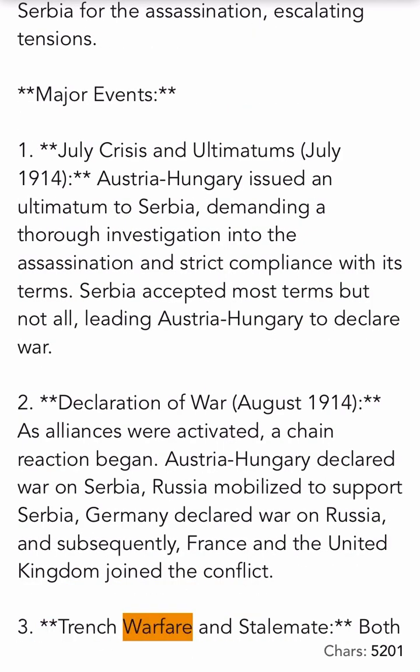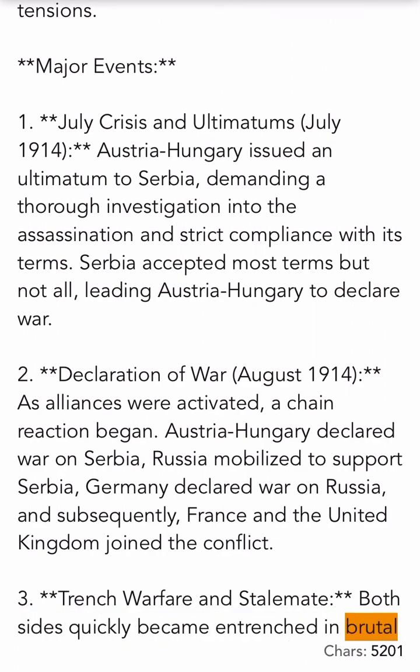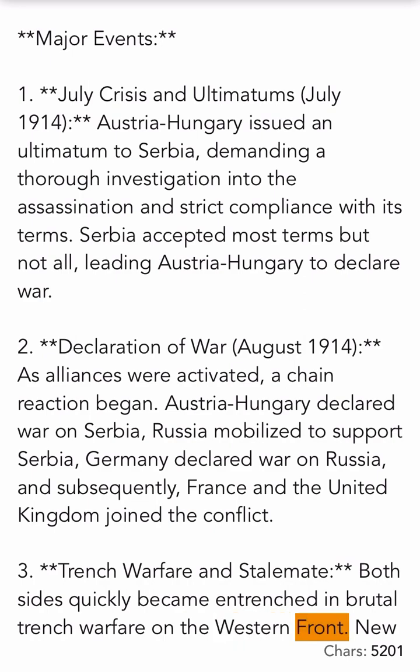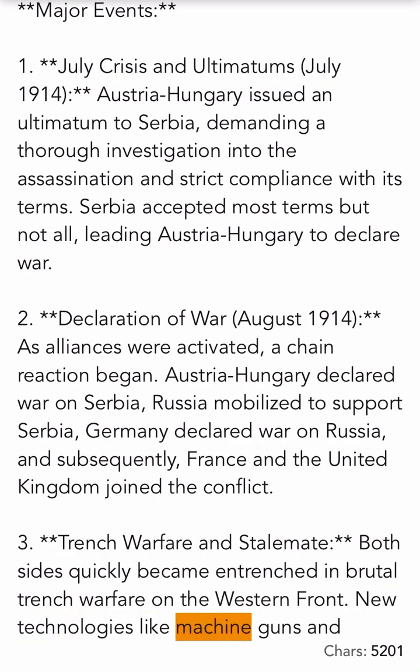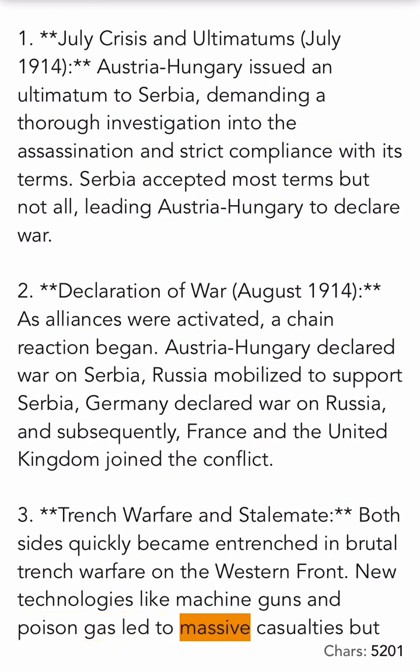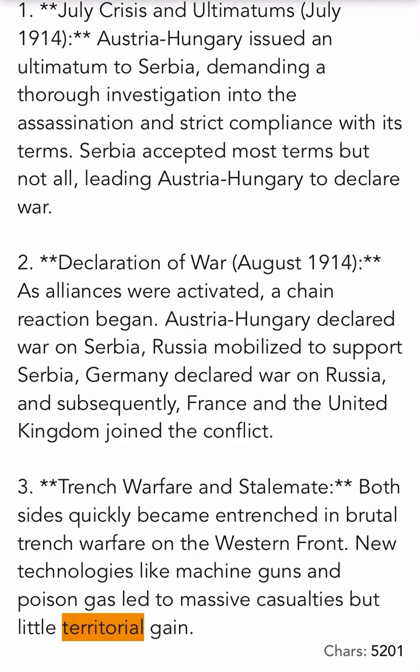3. Trench warfare and stalemate. Both sides quickly became entrenched in brutal trench warfare on the Western Front. New technologies like machine guns and poison gas led to massive casualties but little territorial gain.